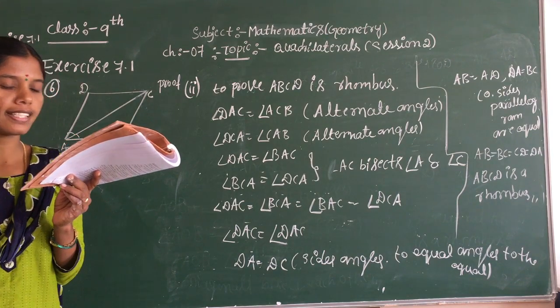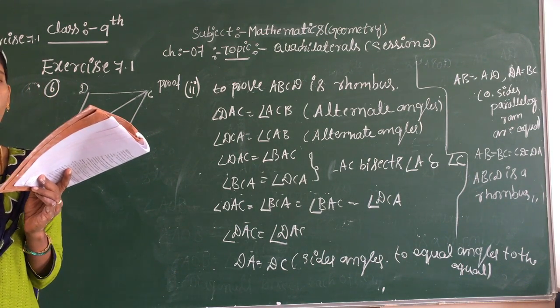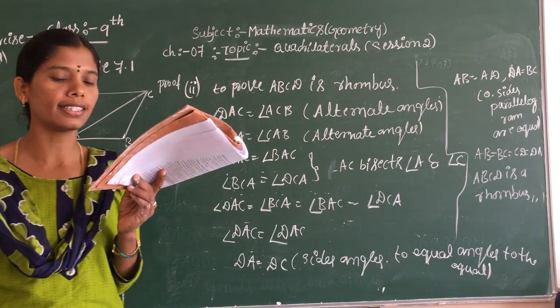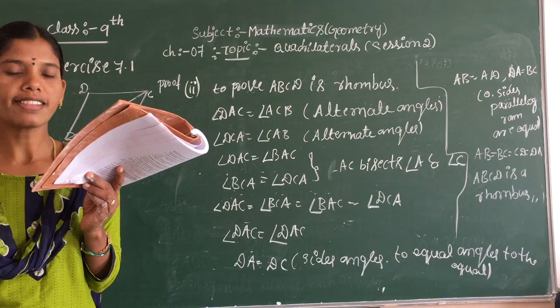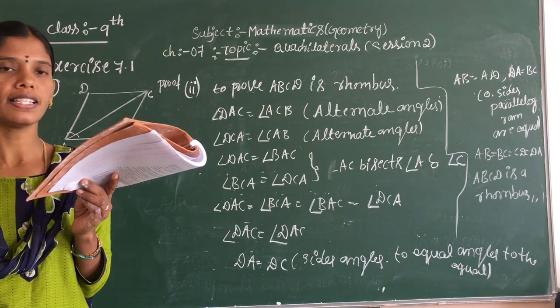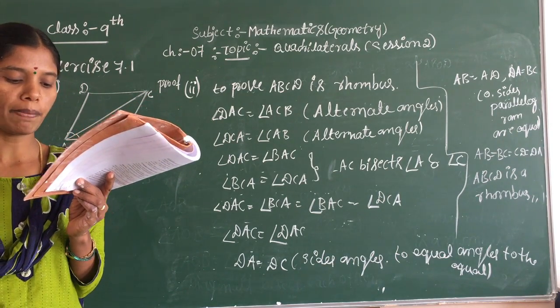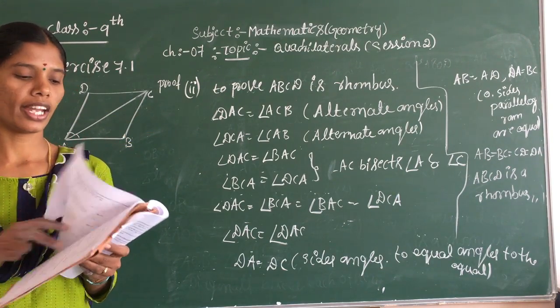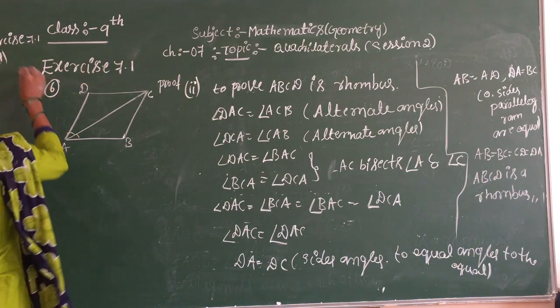8th one. ABCD is a rectangle. Rectangle means opposite sides are equal. So in each diagonal AC bisects angle A as well as angle C. Show that ABCD is a square. Diagonal BD bisects angle B as well as angle D. So this one also do that homework.